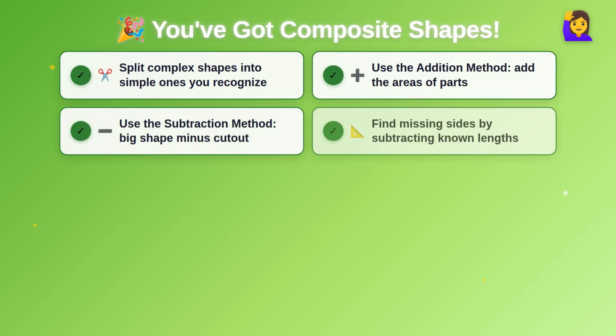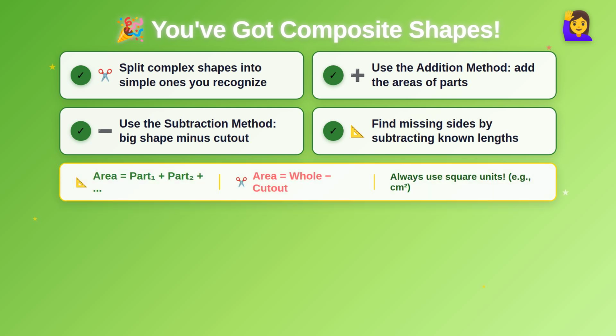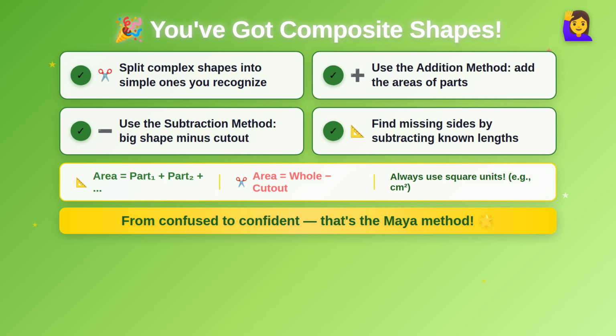Remember when Maya was completely stumped by that weird L-shaped garden? Now she can break apart any composite shape like a pro. And so can you. Here's the wrap-up. Split complex shapes into simple ones you recognize. Use the addition method or the subtraction method. Both work. Find missing sides by subtracting known lengths. And always, always write square units in your answer. Teachers, this lesson covers Common Core 6GA.1. Whether it's a garden, a room floor, or a state fair booth, composite shapes are everywhere.